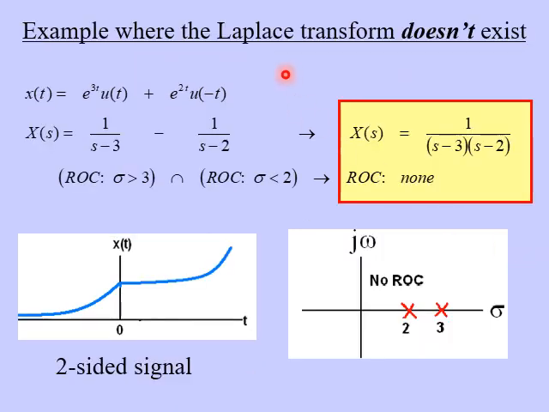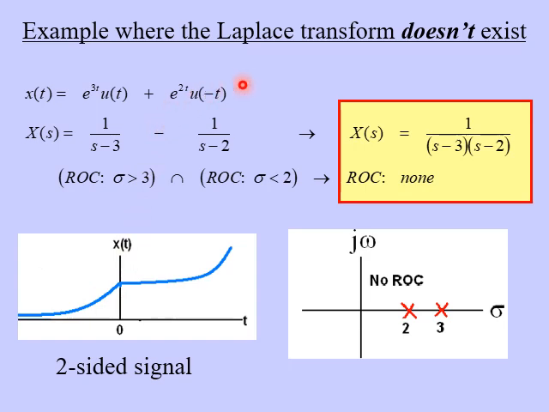Finally, the last thing we'll do here is we'll actually see an example where the Laplace transform doesn't exist. There are cases where there is no Laplace transform. So in this particular case here, we're given this signal. Again, it has two terms. It has a right-sided signal, e to the 3t times u of t, plus, and that's shown here, by the way, over here on the right. And then the second term is e to the 2t times u of minus t, and that's this left-sided portion going here.